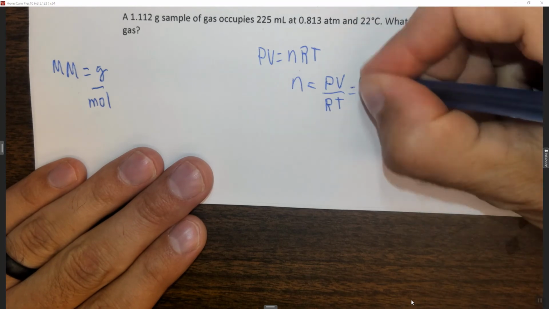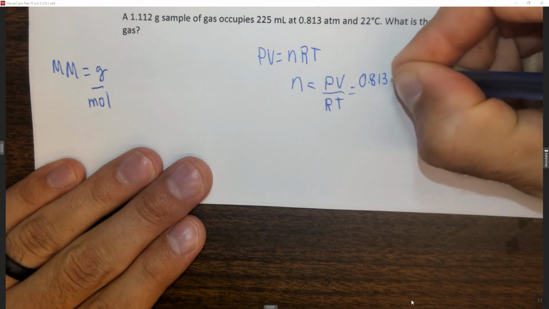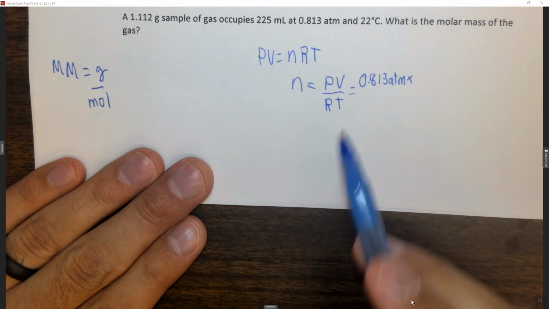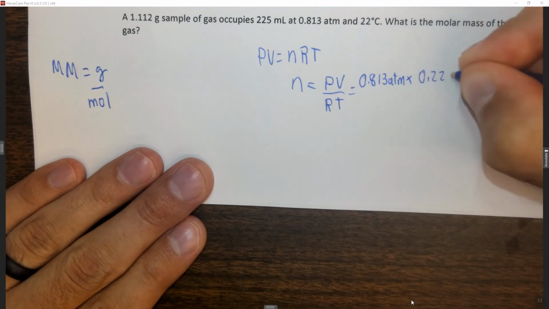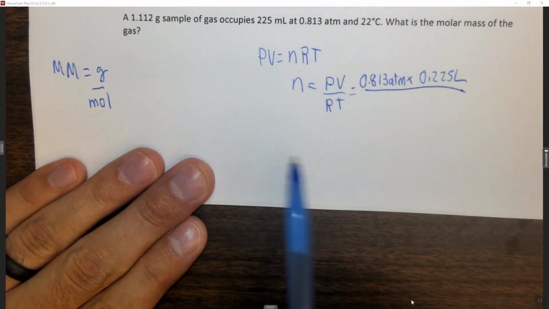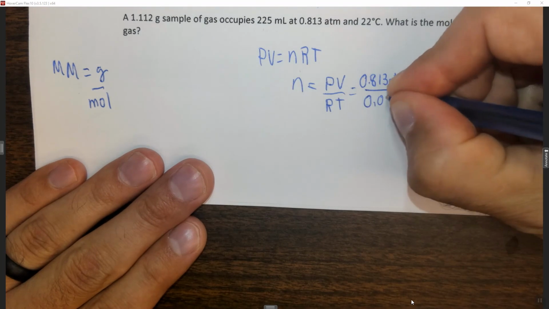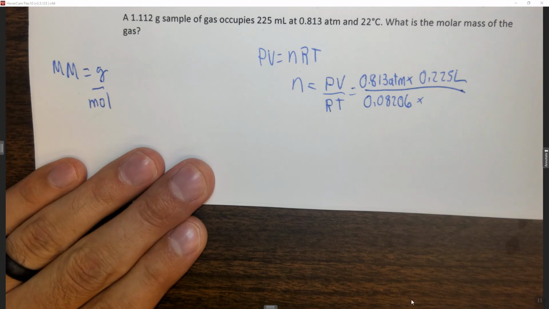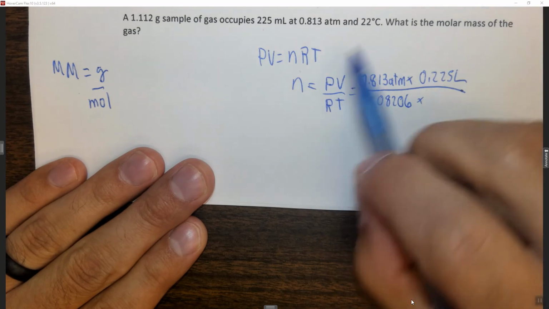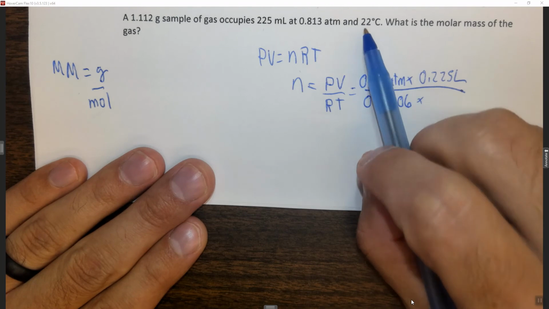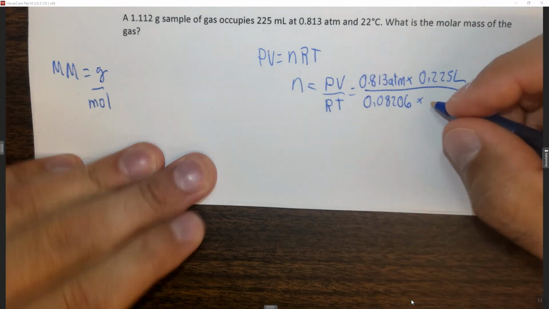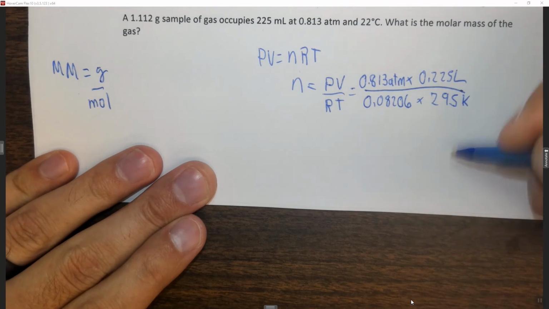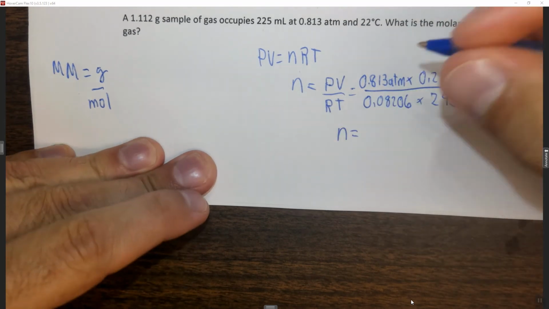The pressure is already given in atmospheres, 0.813 atmospheres. The volume is given in milliliters, so I need to divide that by 1,000. Don't plug in 225, divide it by 1,000, plug in 0.225 liters. The R is a constant, 0.08206. That's liter atmospheres per mole K, even though I'm not going to write it every time, times the temperature in Kelvin. So don't put in 22, add 273 to that, and you end up with 295 Kelvin.